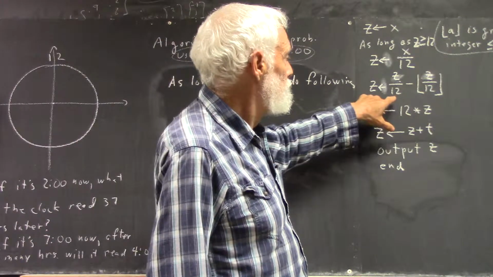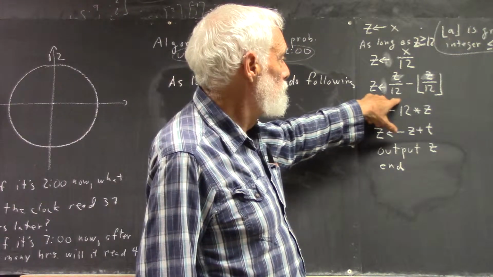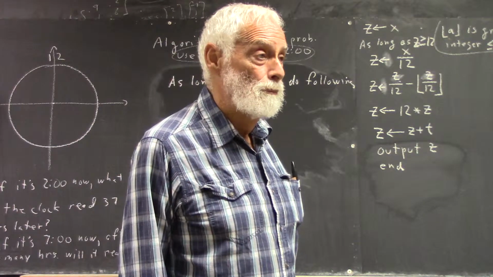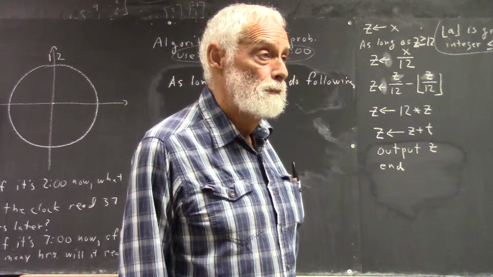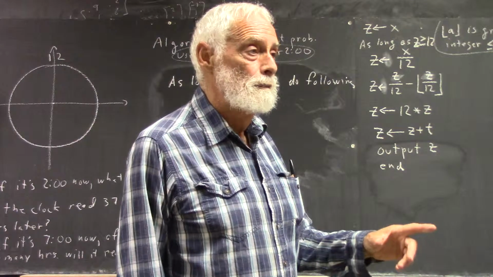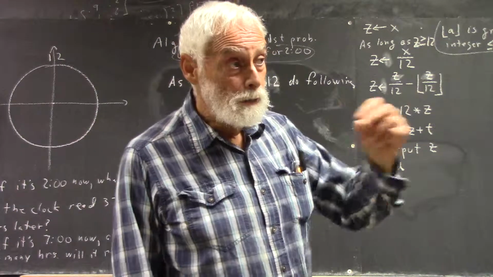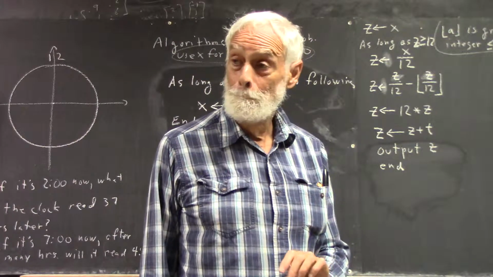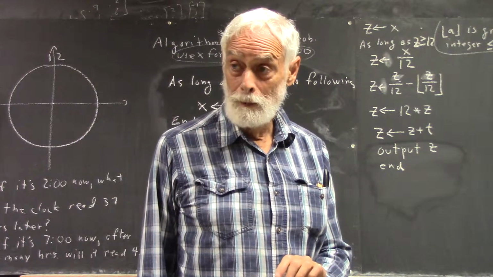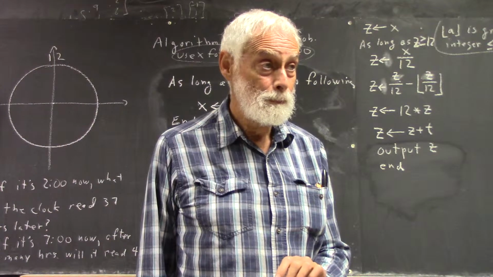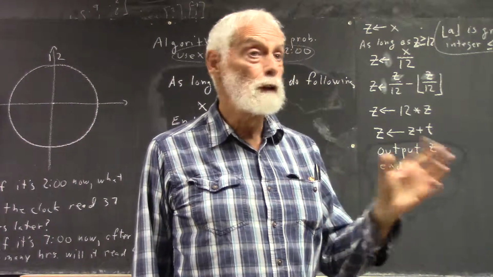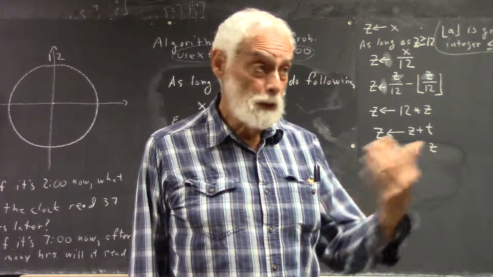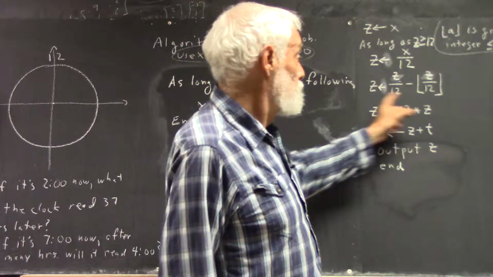So what is z over 12 minus the floor of z over 12? It's 1/12. Exactly. Because z over 12 is 3 and 1/12, right? And when you subtract, what's the floor of 3 and 1/12? Well, it's 3. So you end up with 1/12. In other words, this is just a remainder.